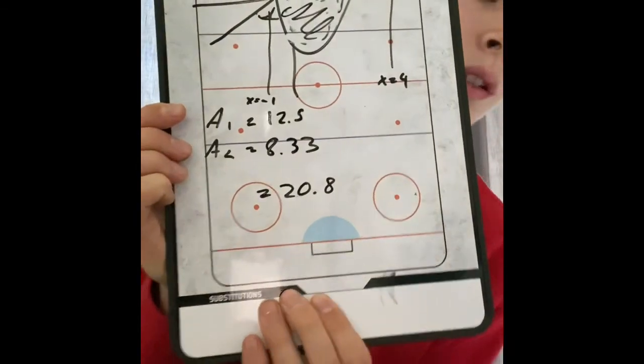And yeah, so those are our A1 and A2. And now to find the entire enclosed area, we will just add them together. So 12.5 plus 8.33 equals 20.8, three significant figures. So 20.8 here. That's our final value.